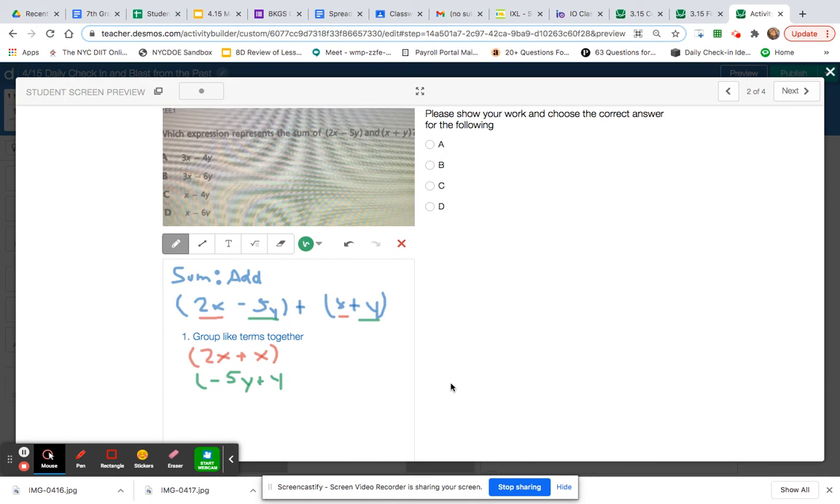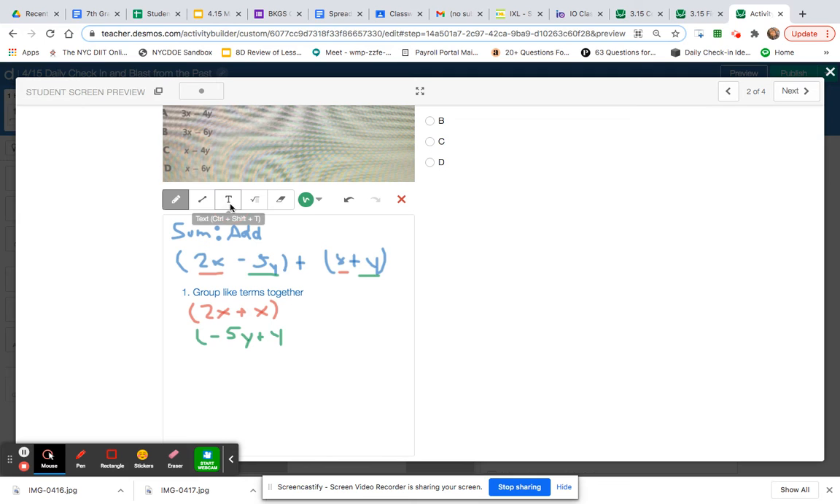I'm just grouping them. Now, my step two is going to be to combine them. So combine the like terms, okay? So since we're adding, the first set is going to be 2x plus x.